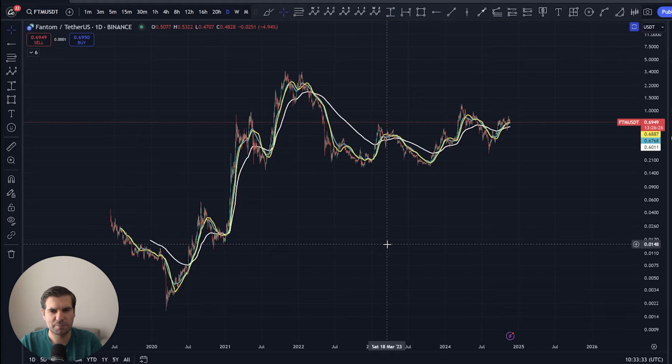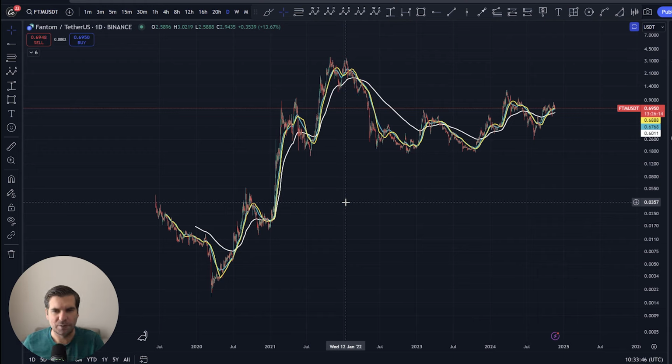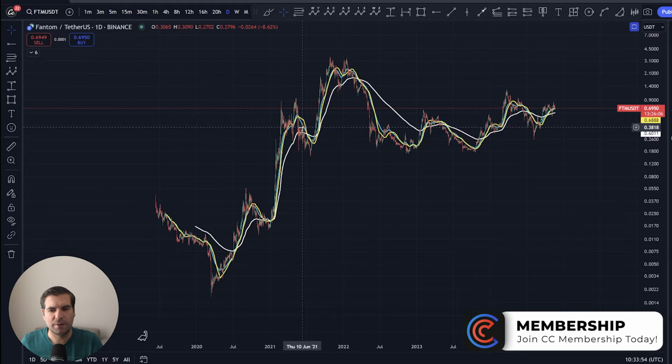Now, in order for us to be predictive over the future of FTM, we need to be able to use a couple of tools to help us understand the market and understand where we think the most probable price action is likely to take FTM. For this, we are going to use the Fibonacci retracement tool.